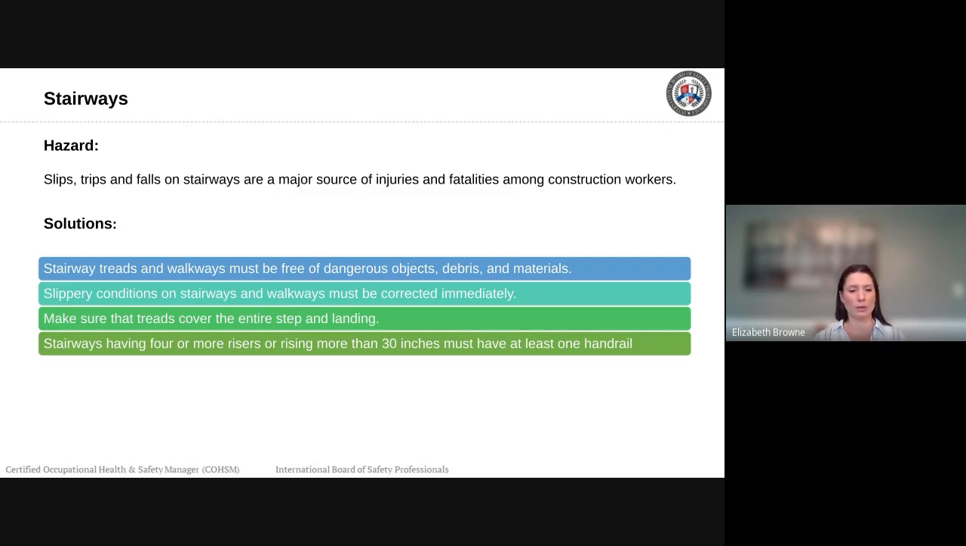So we want to make sure we keep stairway treads and walkways free of dangerous objects, debris, and materials. We want to make sure any wet or slippery conditions on stairways and walkways are cleaned up and dried immediately. We want to make sure the treads cover the entire step and landing, and that stairs that have 4 or more risers that are more than 30 inches tall have at least one handrail.